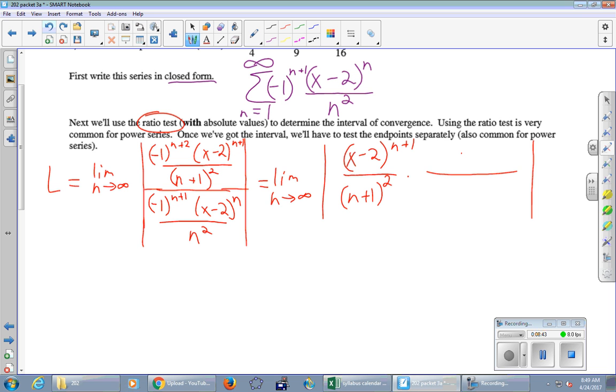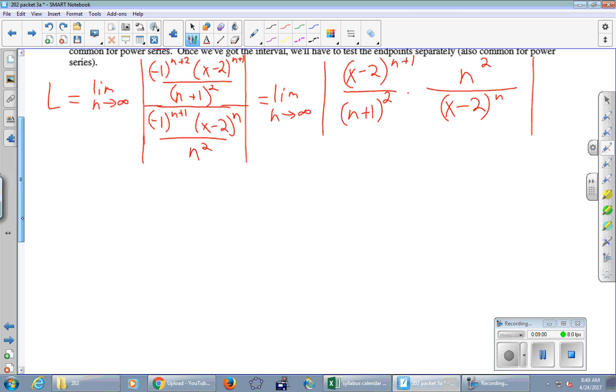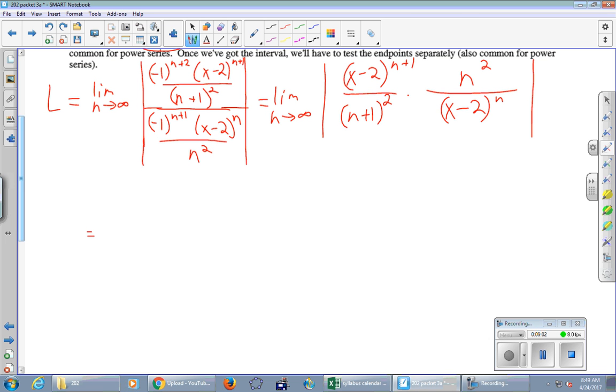So what do we have now upstairs? N squared over x minus 2 to the n. Great. Okay, this one equals. All right, I have x minus 2 to the n plus 1, and I have x minus 2 to the n. Almost all of them cancel. What's left? X minus 2 on top. That's it, right? There's just one more of those on top.